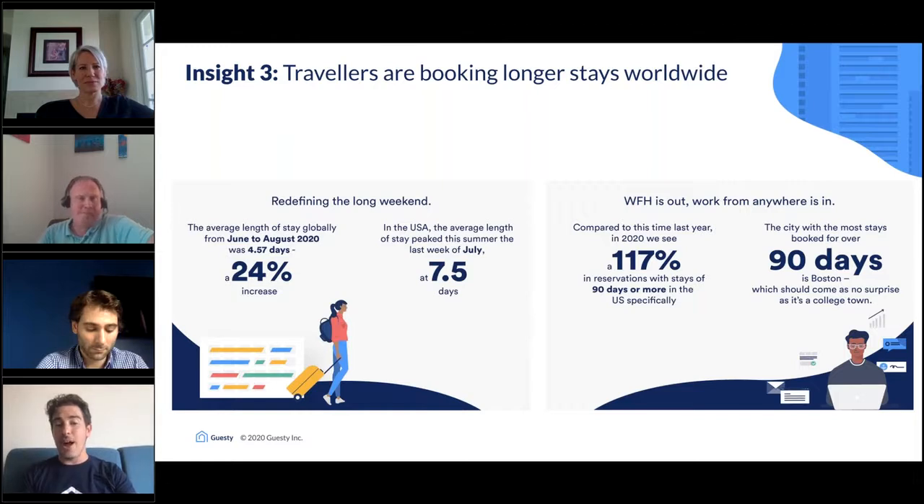But look at the numbers now and how travelers today are basically redefining the idea of a long weekend, as we called it. The average globally was 4.57, so 4.6 days during the last summer globally. And in the US specifically, if you look at July, we got to a peak of 7.5 days, and at some point it was even 9 days on average, which is between 2 and 3 times the average stay before that.